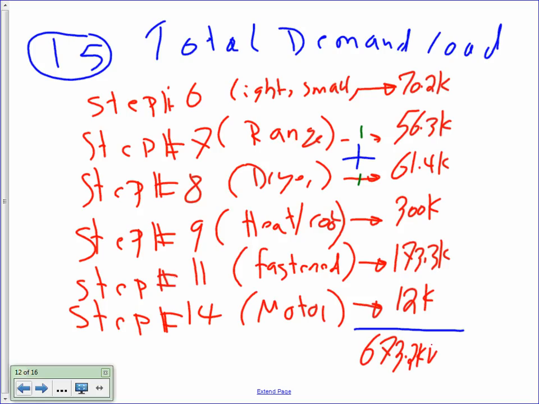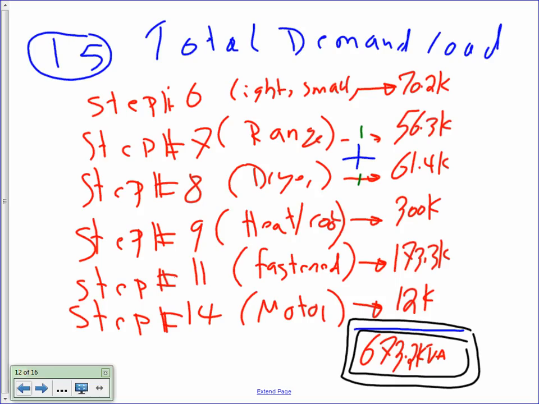673.2 kVA. And this is your final number. Final number. This is the demand load for the whole building. That's how we're going to size the feeder, the disconnect, the panel. Everything is going to be sized based on this number. Any question, guys, before we move ahead with any question?